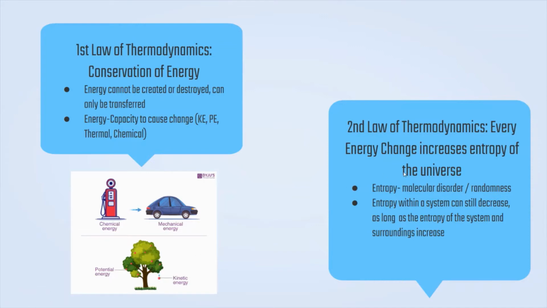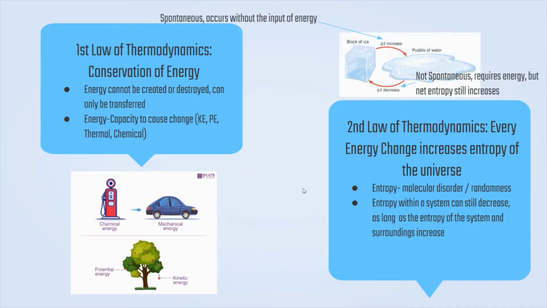The second law of thermodynamics says that every energy transfer increases the entropy of the universe. And entropy is basically the molecular disorder or randomness in the universe. So entropy within a system can still decrease as long as the entropy of the system and the surroundings, which basically makes up the entropy of the entire universe, increases. So you can see in this block of ice, as it melts, the entropy will increase, which is spontaneous and will occur without the input of energy. However, if you're trying to freeze it back, it will not be spontaneous and will require energy, but the net entropy in the entire universe will still increase.